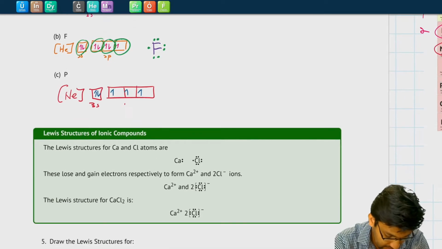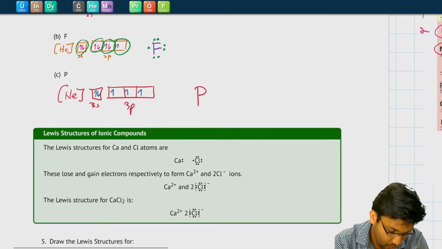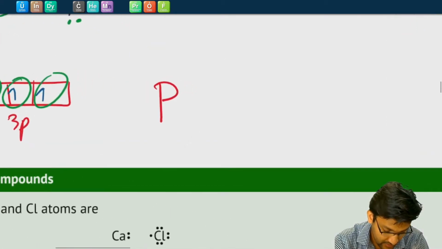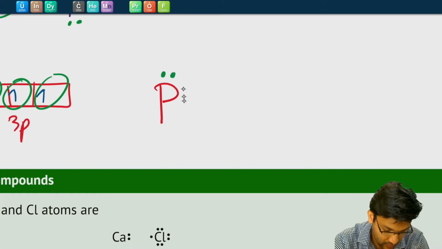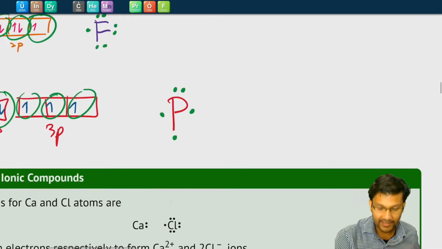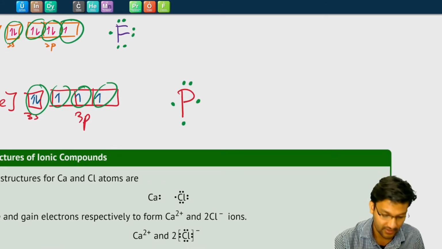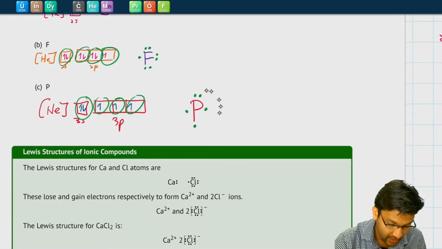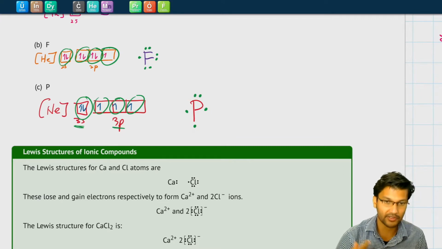Let's make sure we label this as 3p. And so the phosphorus Lewis structure will be 1 pair and 1, 2, 3 unpaired. So 1 pair and 1, 2, 3 unpaired. That's the Lewis structure for phosphorus. Again, we're only drawing dots for the valence electrons. In this case, the valence electrons were all in the n equals 3 level.